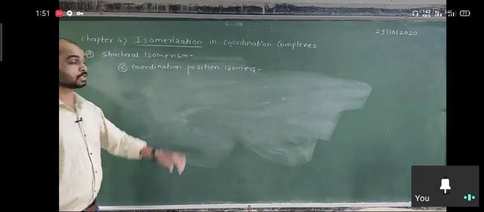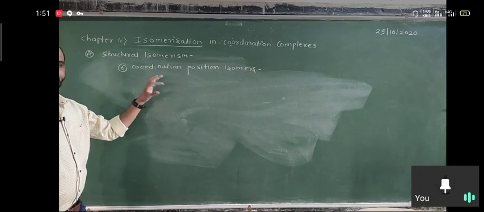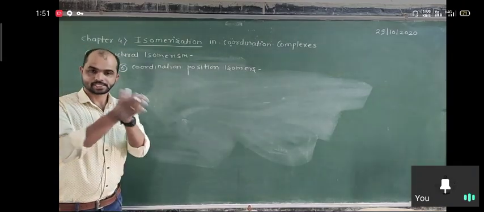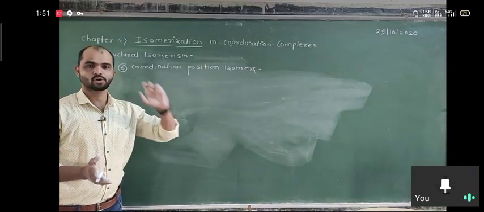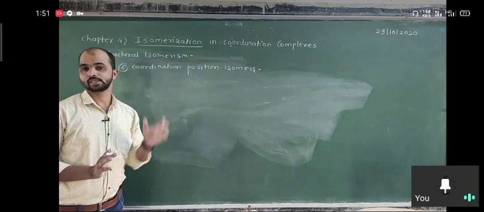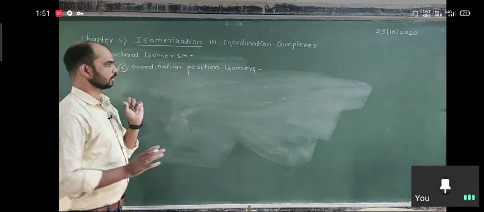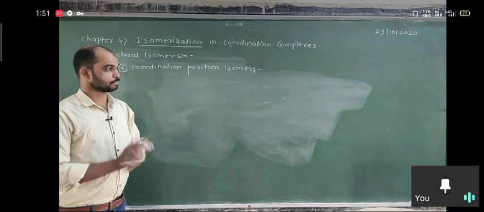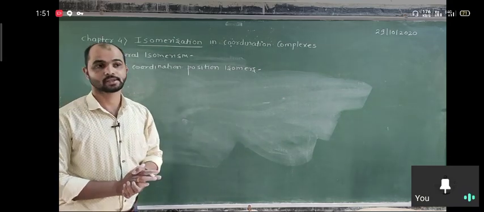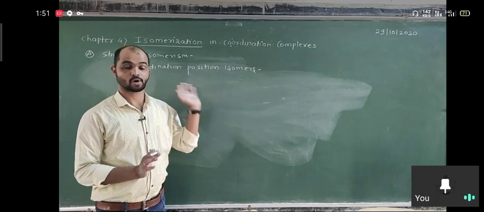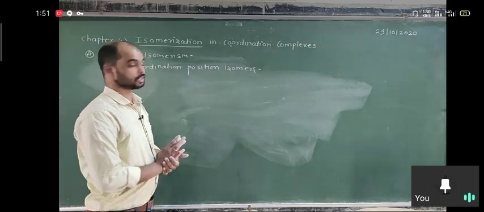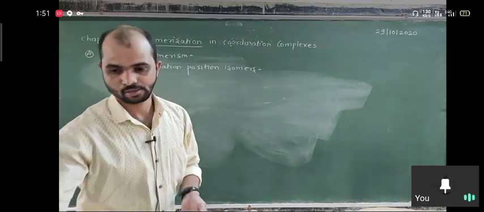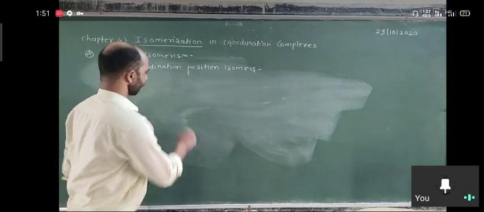Coordination position isomers. Again, it is the same as the coordination pair, meaning just the position of the ligand is changed in the coordination pair. Basically, this type of isomerism is possible in bridging complexes. So coordination position isomerism is possible in bridging complexes. You will understand when we consider the example here.